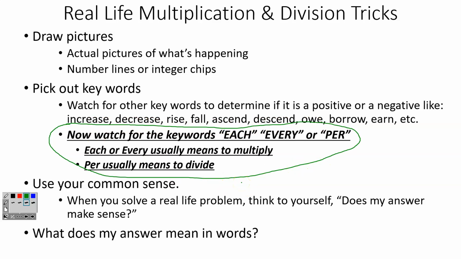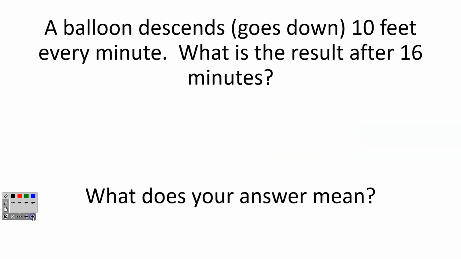So we've got 3 new keywords that we need to be able to pick out. Each, every, and per. So we've talked about difference meaning subtract. We've talked about and meaning addition. The words each and every, these two mean to multiply. The word per typically means that we're going to be dividing. So we've got to watch for those 3 keywords.